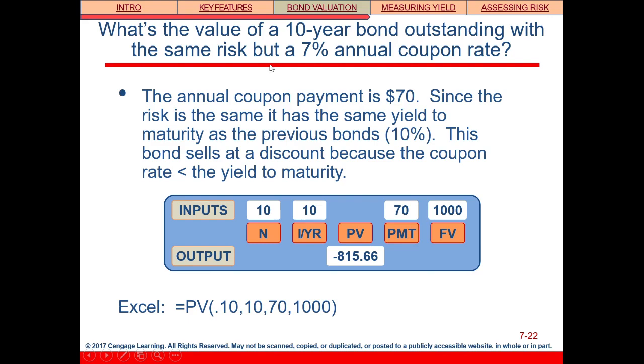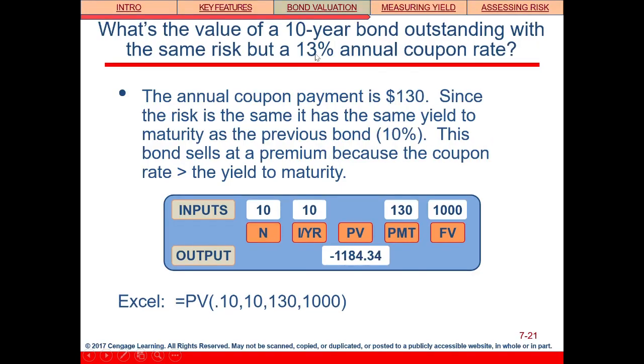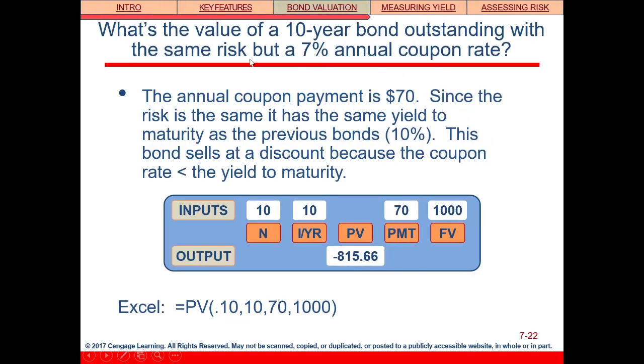Okay, then let's change the condition a little bit again to lower the coupon interest rate to 7%. In the previous question it was 13%, right? Now everything else is the same, but it has been reduced to 7%. So that means N is 10, I/Y is also 10 because it's the same risk. PMT now becomes 70 because the coupon interest rate is 7% and future value is still $1,000.